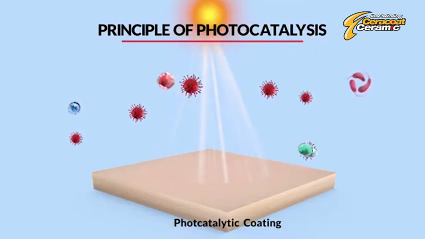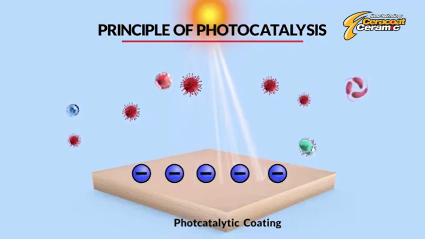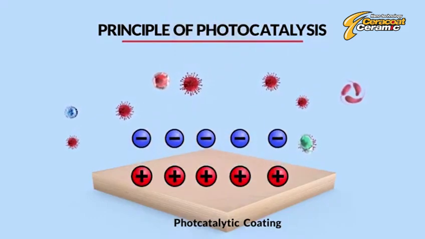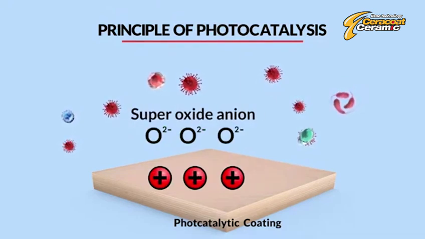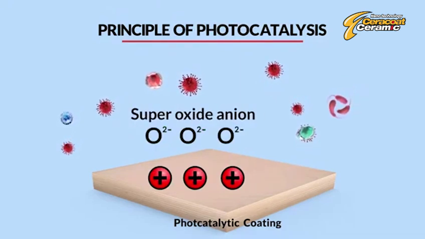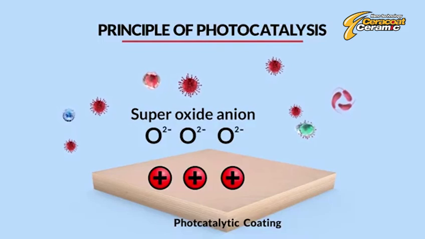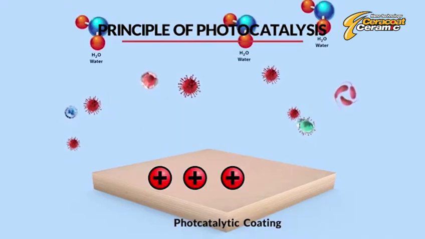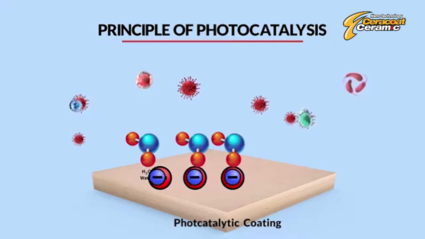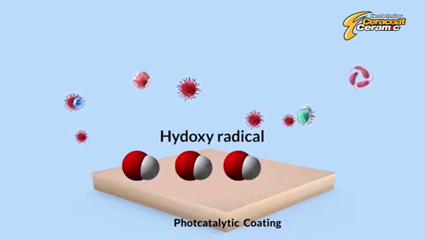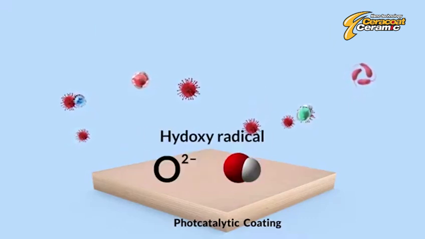Let's look at how this works. When light energy is irradiated onto the surface of titanium dioxide, electrons are released. The released electrons bind with oxygen to become superoxide anion. The surface of the titanium dioxide becomes positively charged and takes electrons from moisture in the air. The moisture in the air that has lost electrons becomes hydroxyl radical.